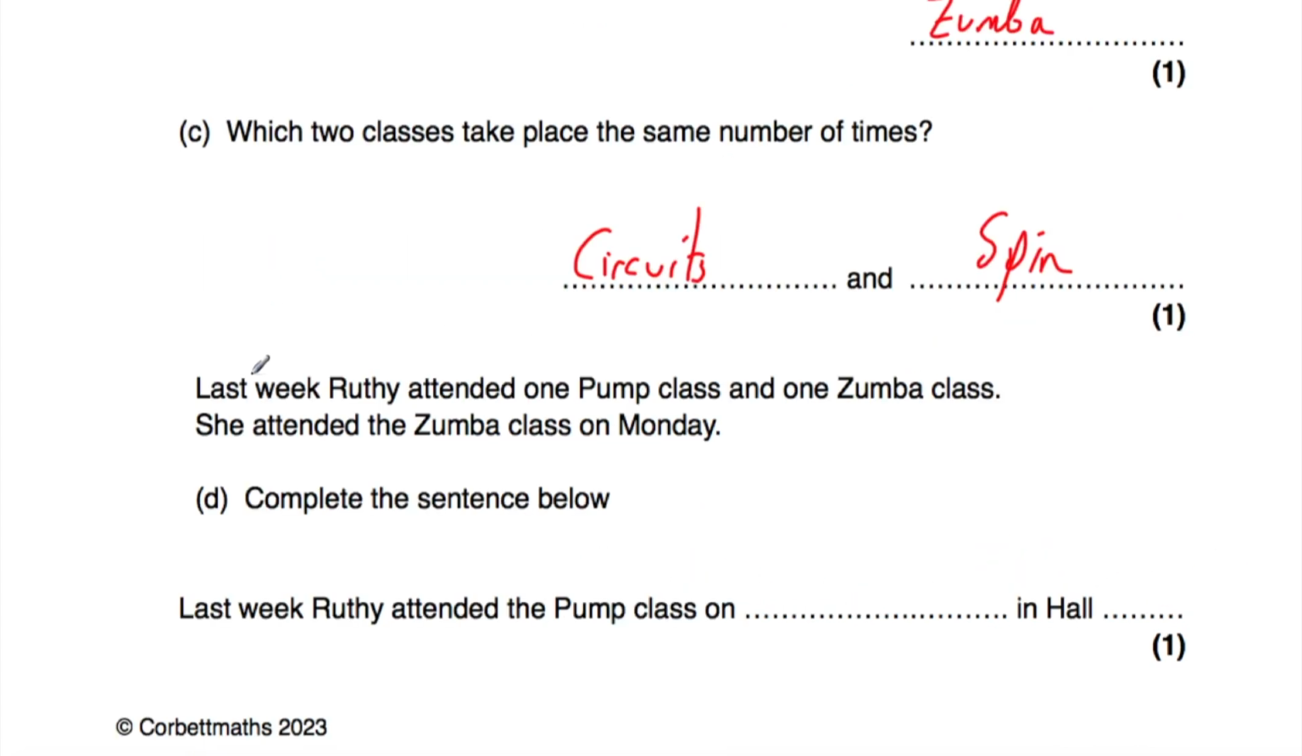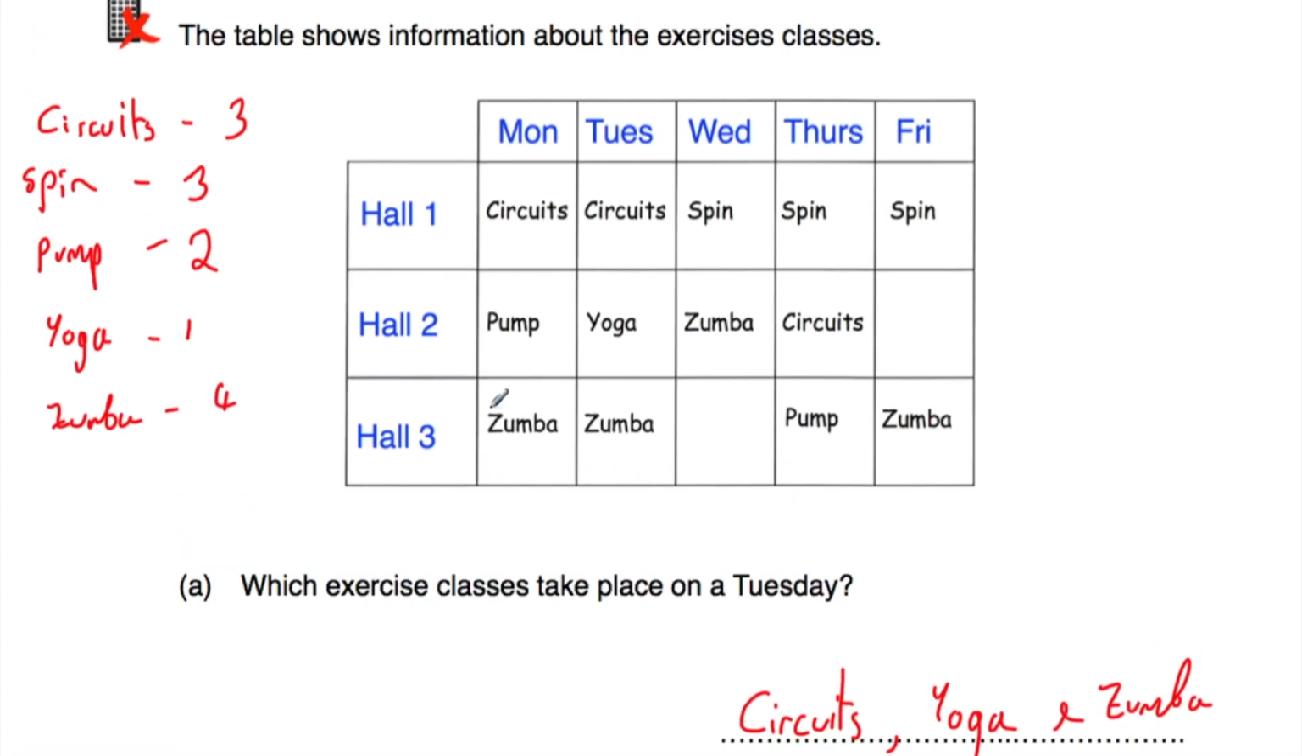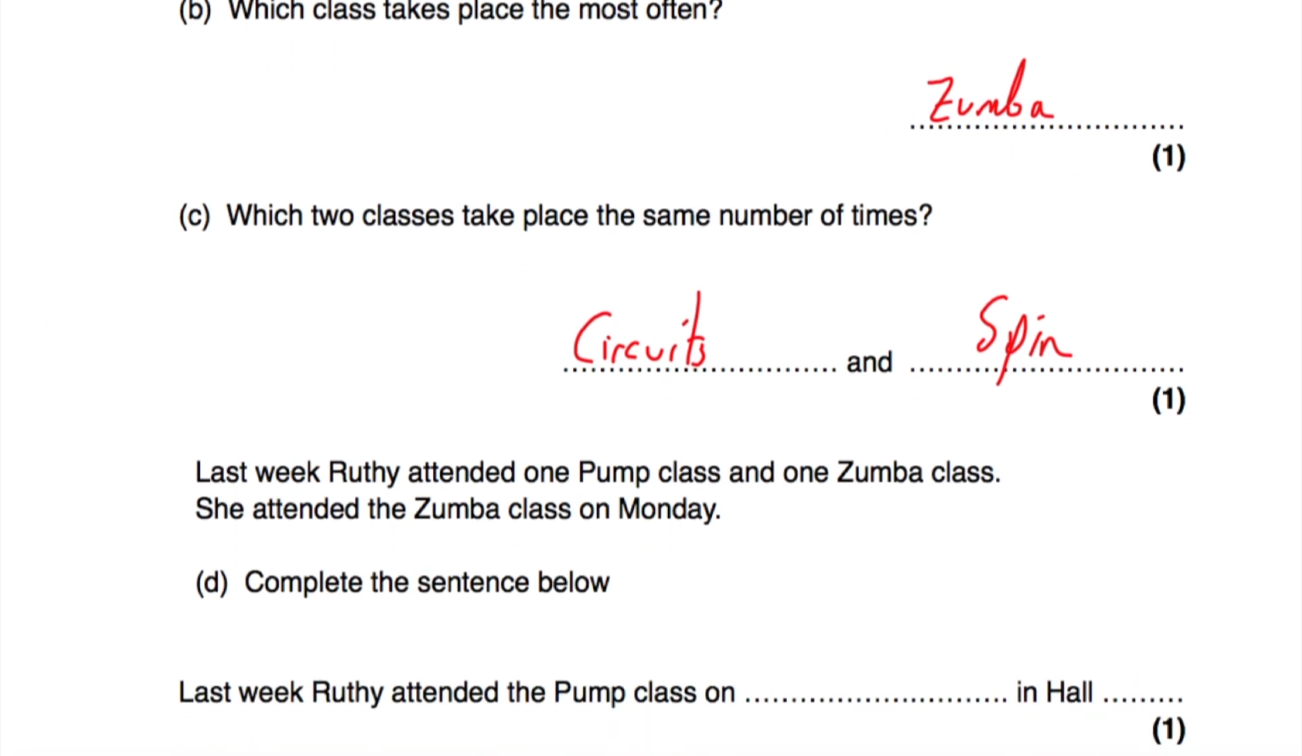Okay, our next part. The next part says Ruthie attends 1 pump class and 1 Zumba class, and she attended the Zumba class on Monday. So Monday, Ruthie did Zumba, and we've been asked to complete the sentence below. Last week, Ruthie attended the pump class on such and such a day in hall such and such. So she attended pump and Zumba, and she went to the Zumba class on Monday. So let's go back up to Monday. She did a Zumba class on Monday, and she went to the pump class as well, and we've got to find out what day and which hall it took place on.